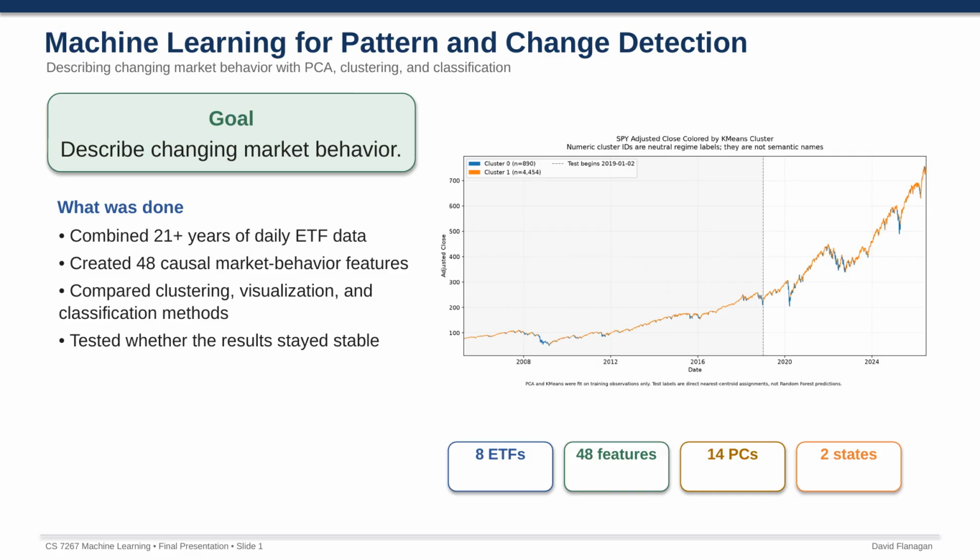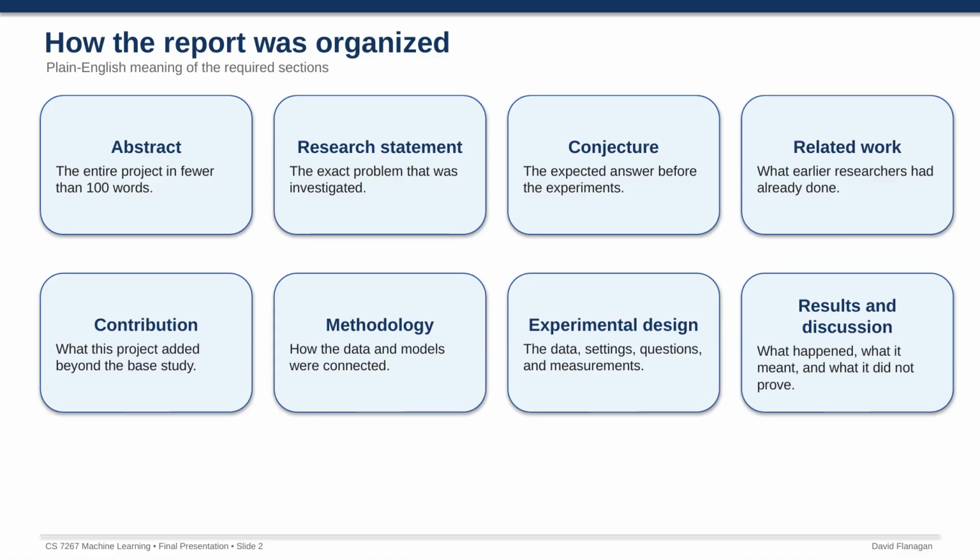similar after small changes. The report began with an abstract, which was the entire project summarized. The research statement gave the exact question. The conjecture explained what I expected before running tests. Related work described earlier research. The contribution section explained what this project added.